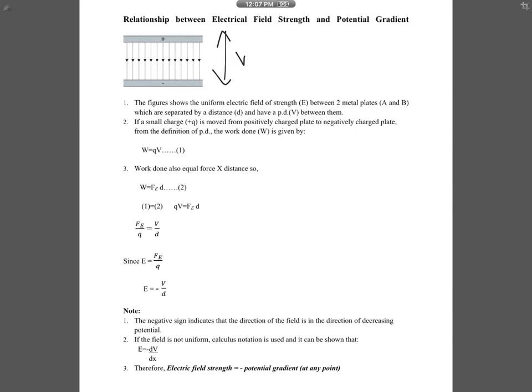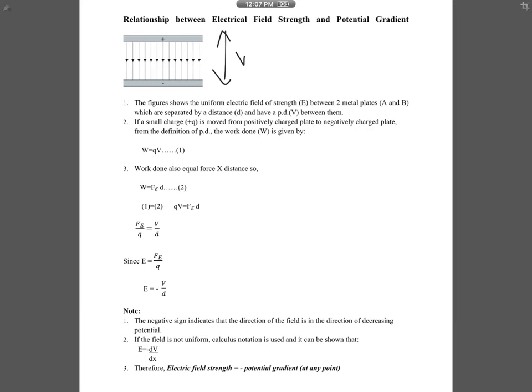So you equate QV equals F times D. If you bring the Q over and bring the D over, you get F over Q equals V over D. So F over Q is also the expression for field strength. So that's how we got field strength. We change this to field strength, and that equals V over D. But we must put a negative. So you add the negative at the end.